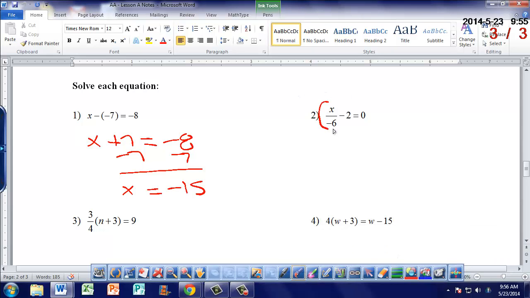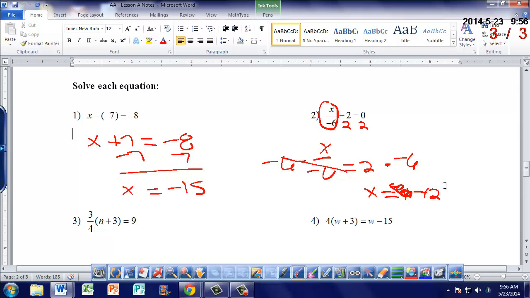Okay, this problem, we want to get this term by itself first, so I'm going to add 2 to both sides. I get x over -6 equals 2. Then we're going to multiply both sides by -6. You want to get that out of the denominator, because if I read the x over -6, you're saying x is divided by -6. So the opposite of division is multiplication. So I get x equals -12.